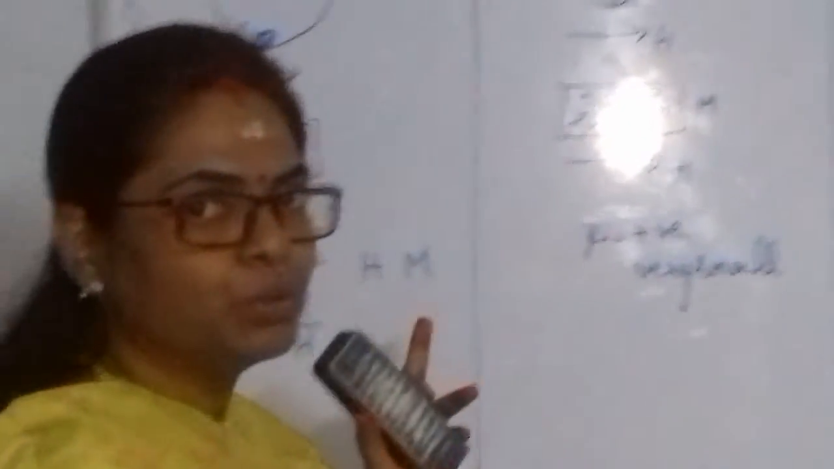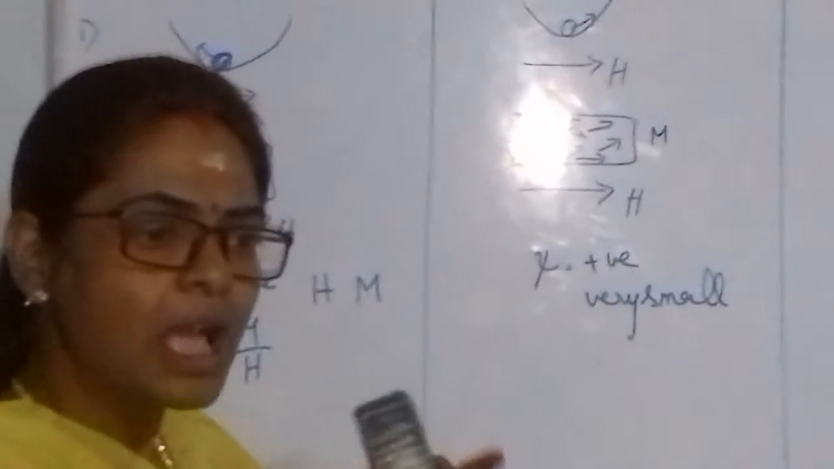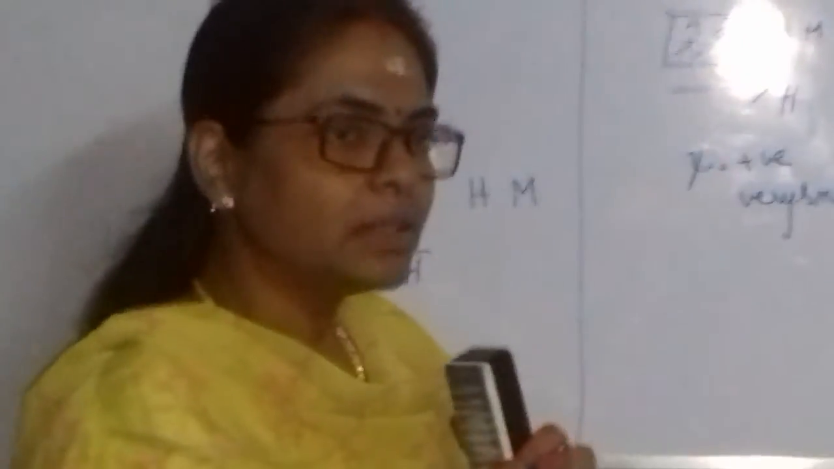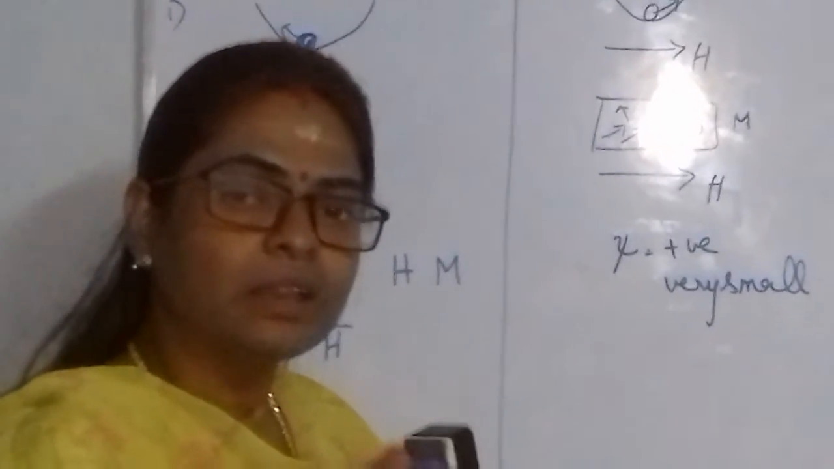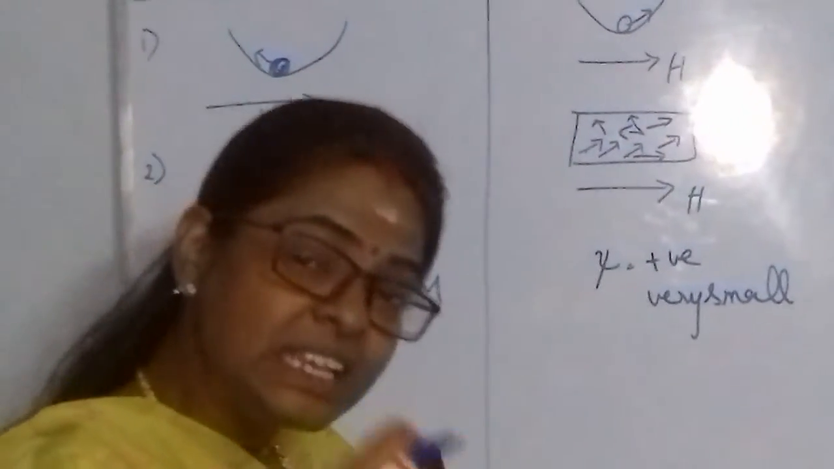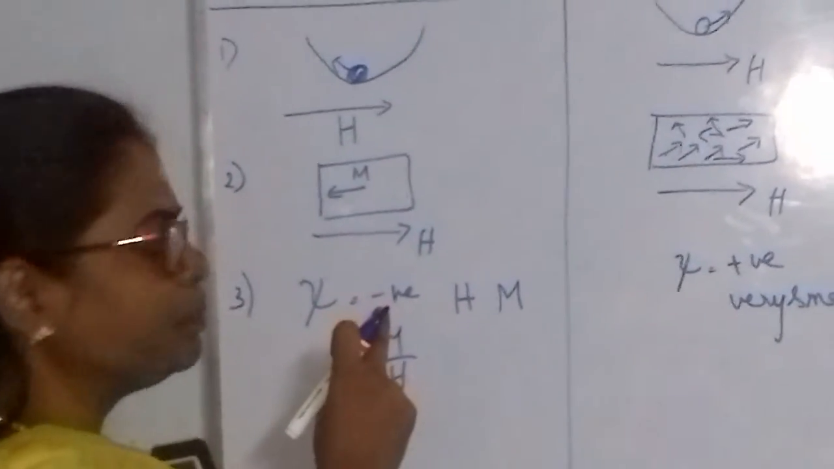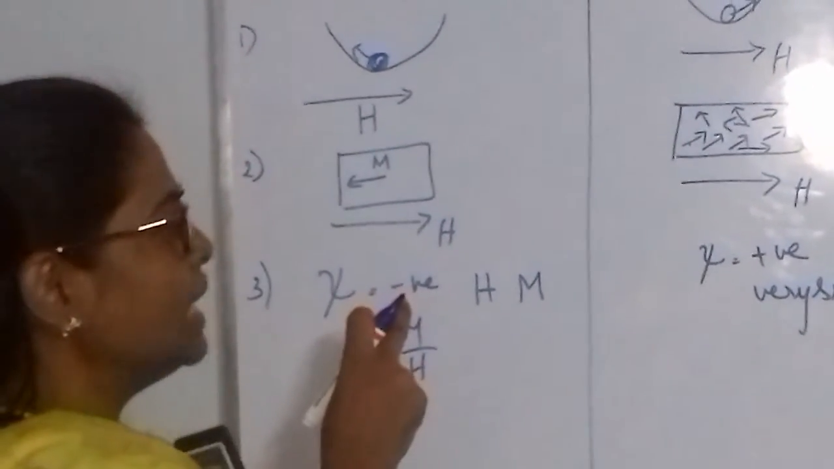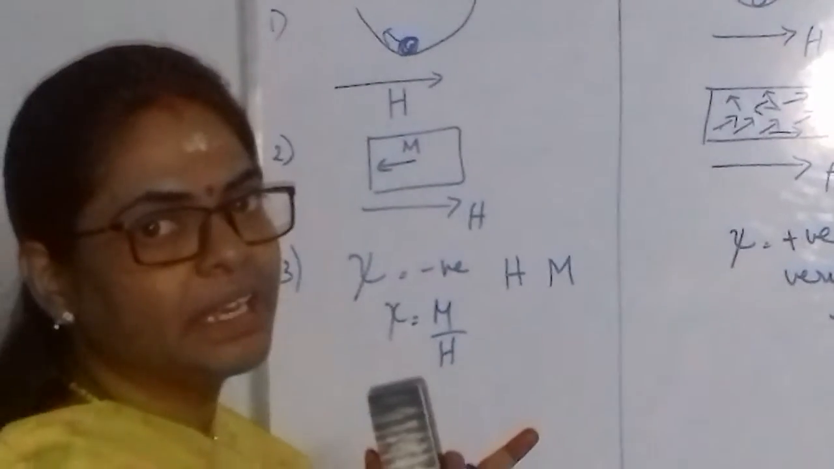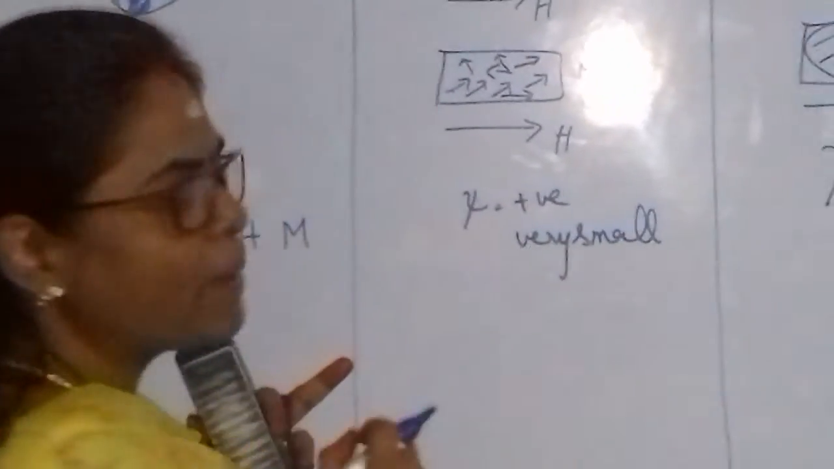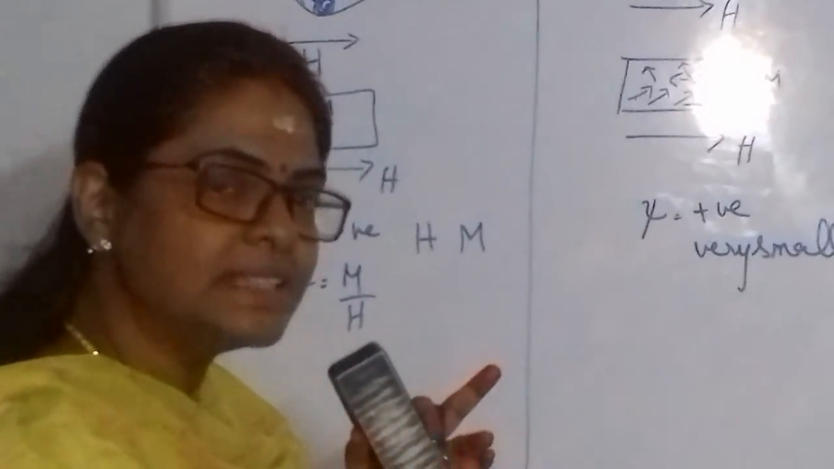Okay, so this chi will tell you, it is a number which tells how easily a material can be magnetized, or in other words, how easily the magnetic lines of force can pass inside the material. So if a material has a negative susceptibility, then we cannot magnetize that material. So this comes under diamagnetic, whereas para and ferromagnetic materials we can magnetize.